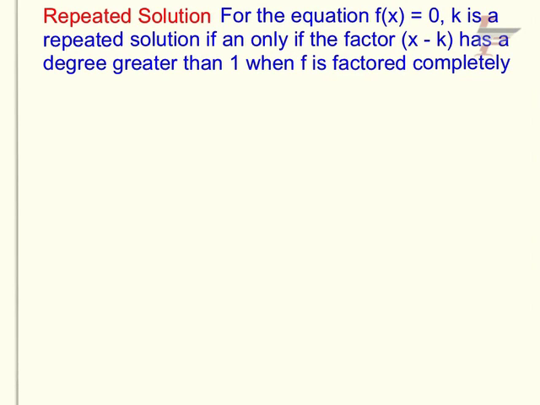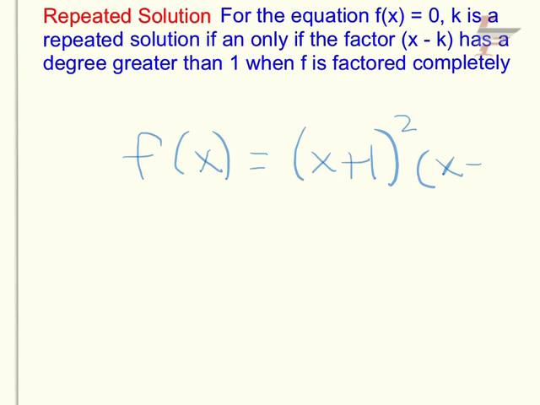Okay, so here's your example of a repeated solution. For the equation f of x equals 0, so again, if your polynomial equation is set equal to 0, k is a repeated solution if and only if the factor x minus k has a degree greater than 1 when f is factored completely. Now let me give you an example to make sure that this makes sense. So let's say you have some function and I ask you to factor it. You go through all that work and it factors down to this. What does that tell you?